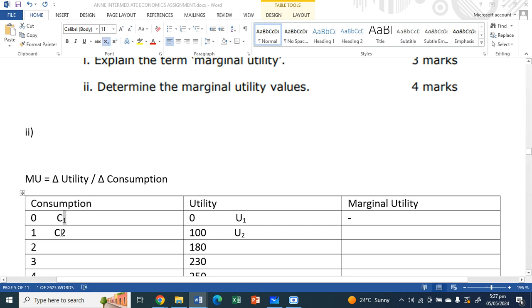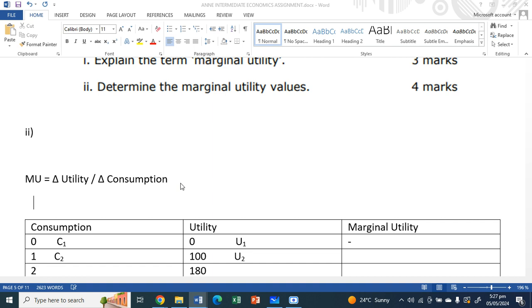You will list them, but the more questions you do, you don't even need to list your U2 and your U1. When we say change in utility, what we're saying is U2 minus U1. And when we say change in consumption, it is C2 minus C1. So throughout this table, that's what we're going to be doing. You get your new utility, you call it U2. Your old utility, you call it U1.